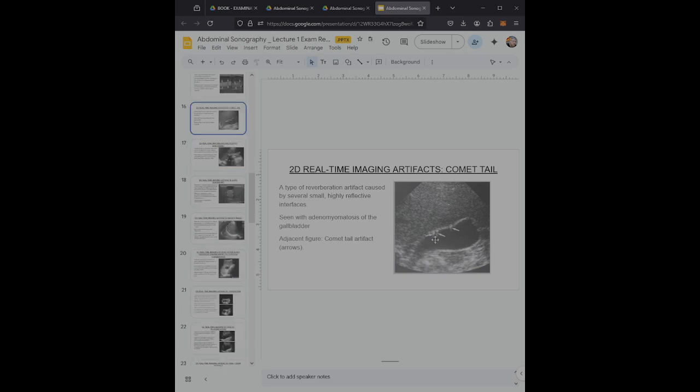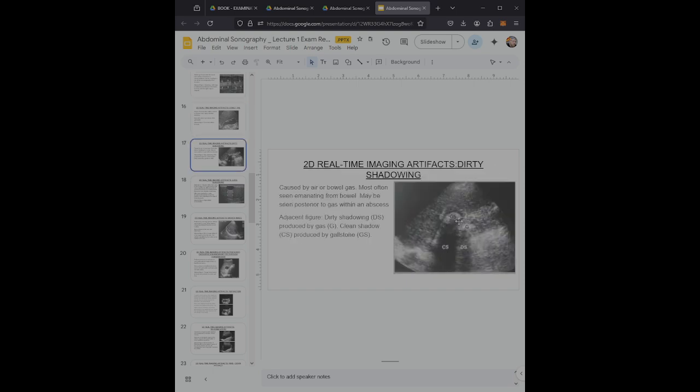The comet tail artifact is a type of reverberation artifact caused by several small, highly reflective interfaces. And we see it with adenomyomatosis of the gallbladder. As you can see, there's a comet tail artifact.